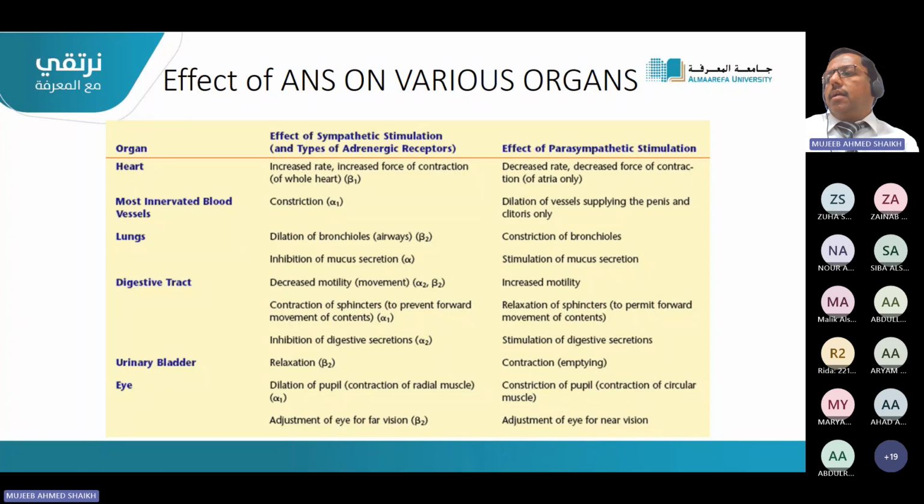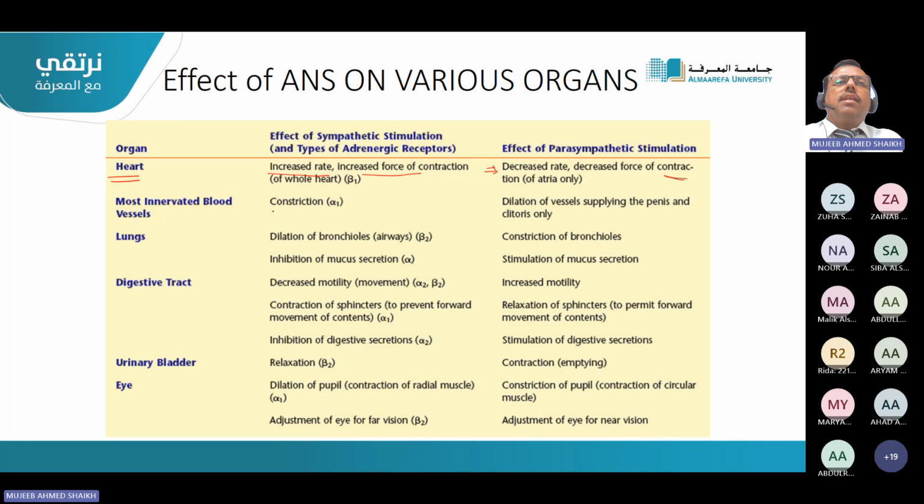This is the table showing you the effect of ANS, the autonomic nervous system, on these organs. Let's start with the heart. If sympathetic is overstimulated, it will increase heart rate, force of contraction, and blood pressure. Similarly, if parasympathetic is stimulated, it will cause decreased heart rate and decreased force of contraction of the cardiac muscle.